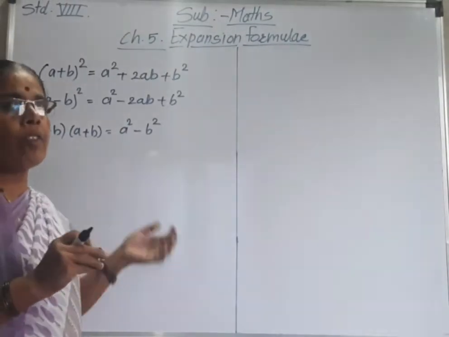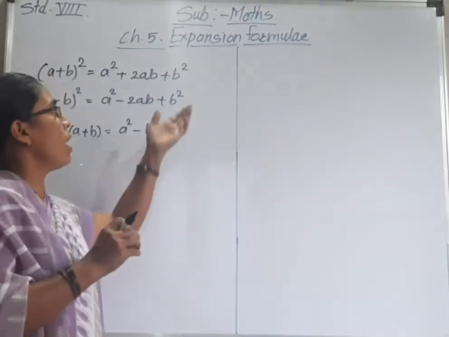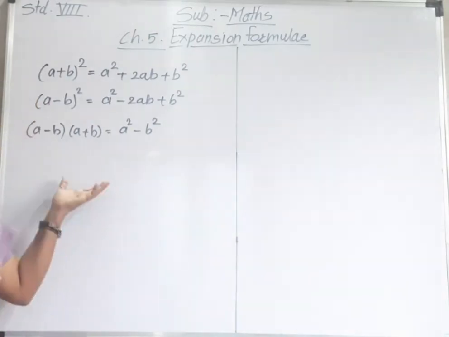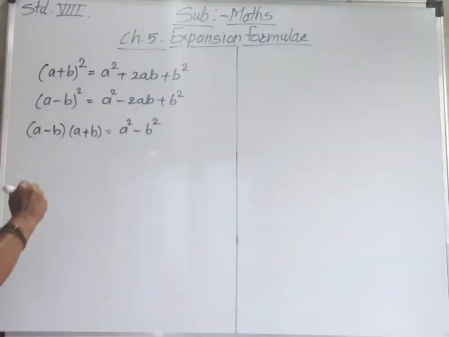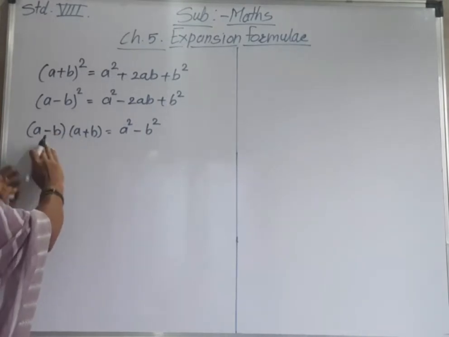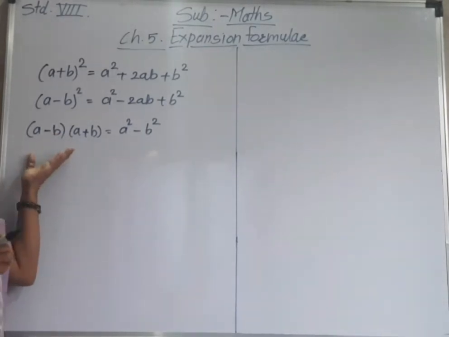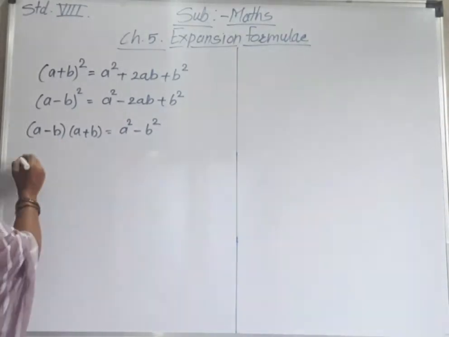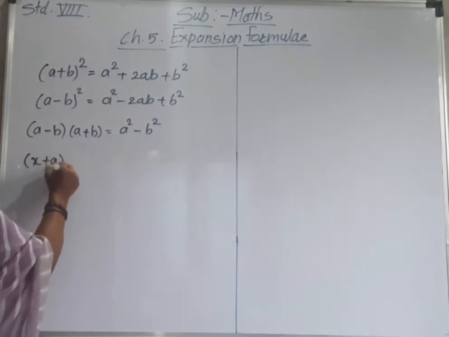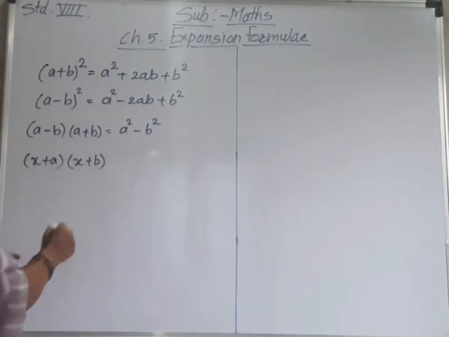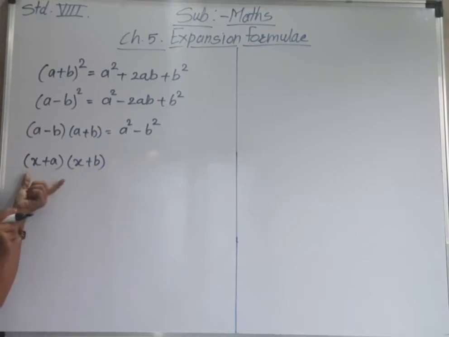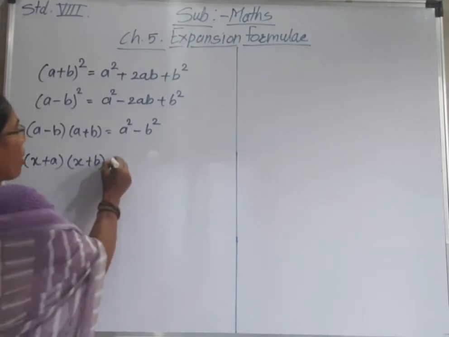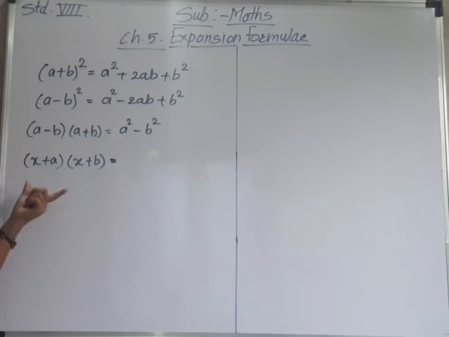Now in this year we are learning another expansion formula. There are some more formulas in which we have to expand such terms. Here, in (a minus b)(a plus b), in both brackets the terms are the same, a and b. But if the terms are different, for example x plus a and x plus b, where the second term is different and the first term is same, then how to multiply these brackets is called the expansion of these two terms.